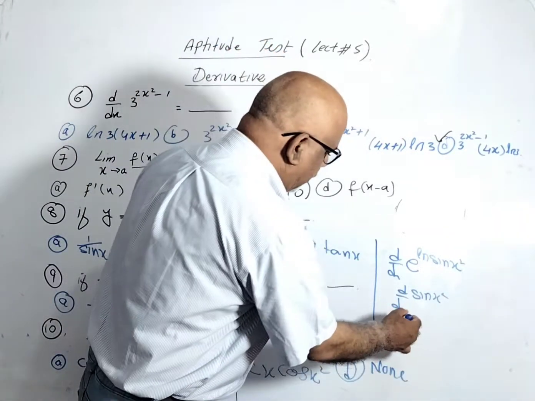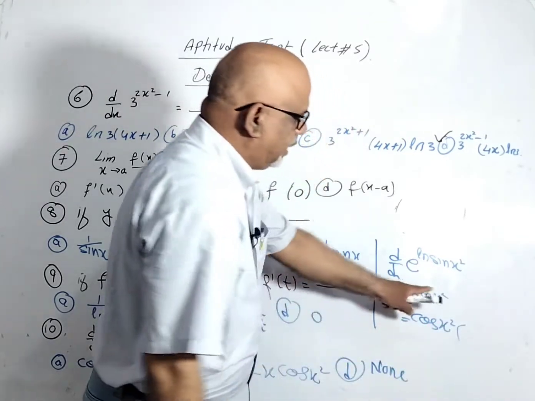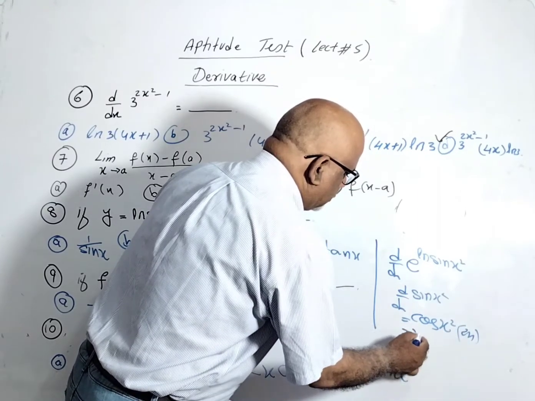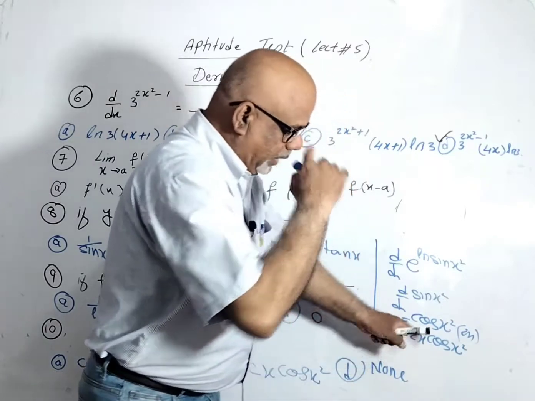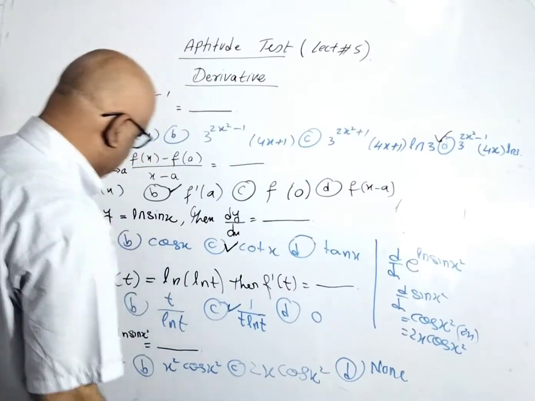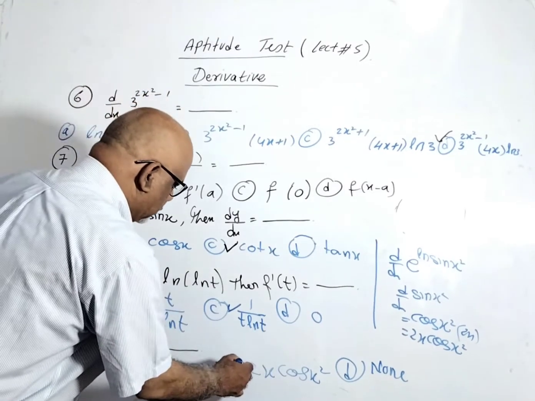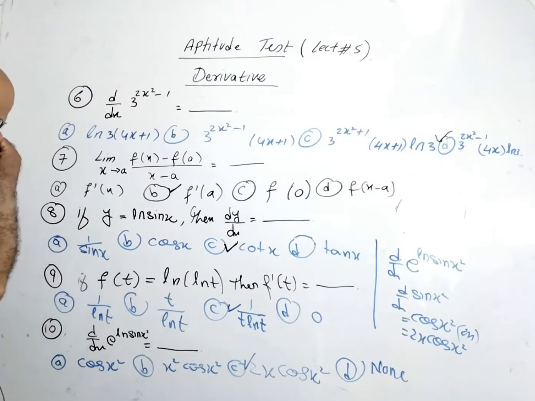And the derivative of sin x square will be cos x square, and the derivative of x square is 2x. So the correct option is 2x cos x square. 2x cos x square. So the C option is correct in the 10th MCQ.